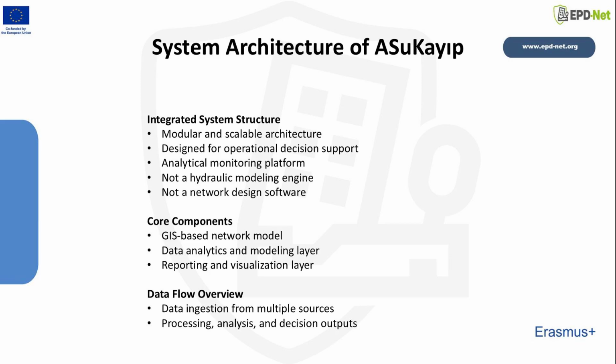The Ecological system is built on an integrated and modular architecture designed to support operational decision-making in urban water loss management. The architecture is scalable, allowing it to be adapted to networks of different sizes and levels of data availability.